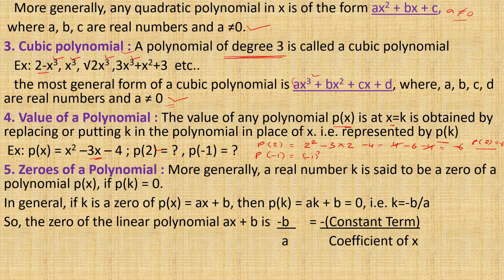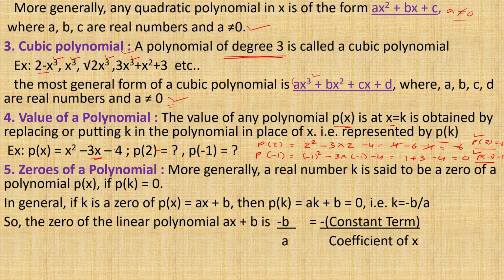Minus 1 whole square minus 3 into minus 1 minus 4. Minus 1 whole square means 1. Minus 3 into minus 1 means plus 3, minus 4 is equal to 0. So p of minus 1 is equal to 0. So the value of p of x at 2 is minus 6. The value of p of x at minus 1 is 0.